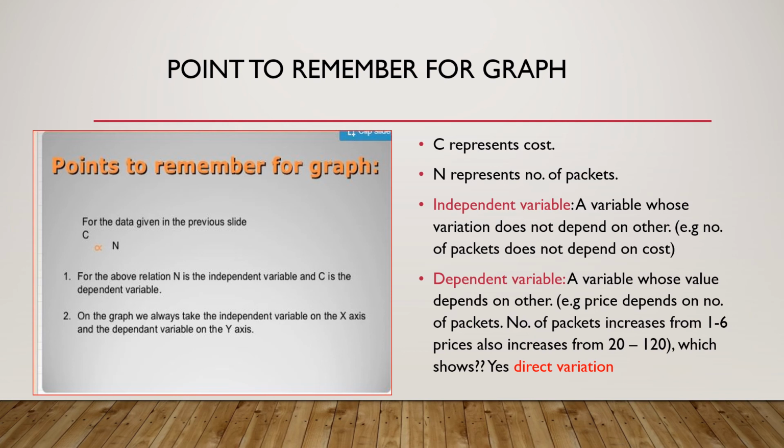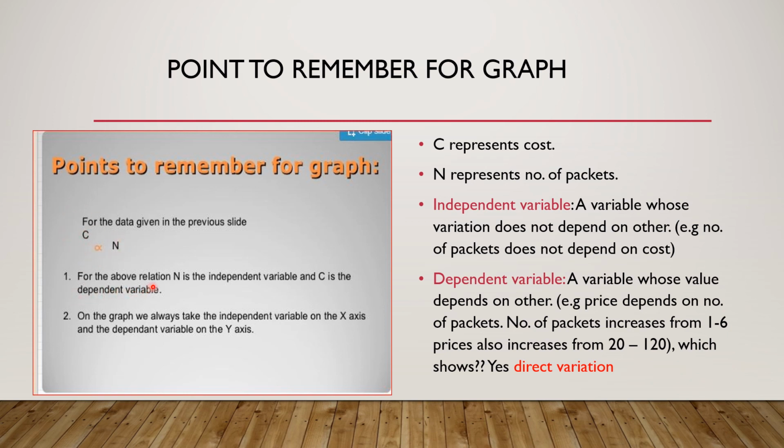Point to remember for graph. For the data given in the previous slide, C is directly proportional to N. Now C represents the cost, N represents the number of packets. So where did we write this from? From the question. C is directly proportional to N.